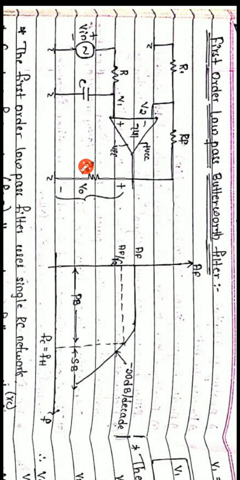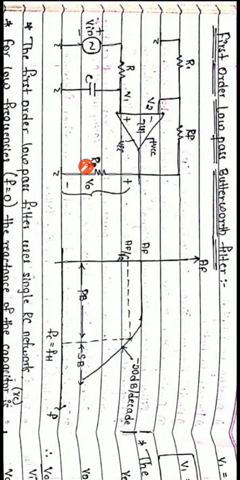So now we will start with the next topic, that is low pass filter. In that there are two topics. The first is first order low pass filter and the second is second order low pass filter. Here they are categorized based on the selection of RC network. In the first order only a single RC network is used. In the second order two RC networks are added. That is the only difference between first order and second order low pass Butterworth filter.